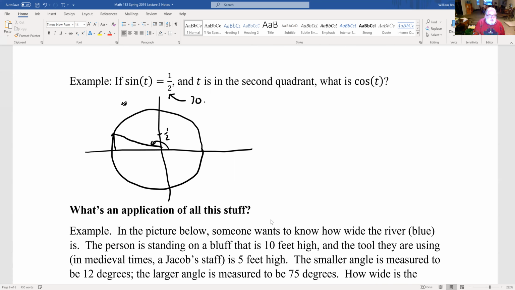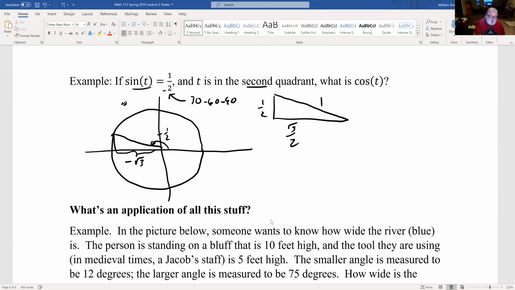Recognize that that comes from a 30, 60, 90 triangle. Right? One side is 1/2, one side is √3/2, one side is 1. So if sine of t is 1/2, and we're in the second quadrant, then this, my cosine, must be -√3/2.